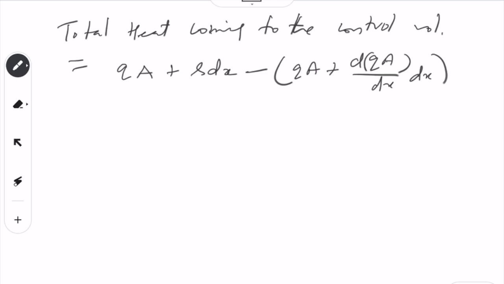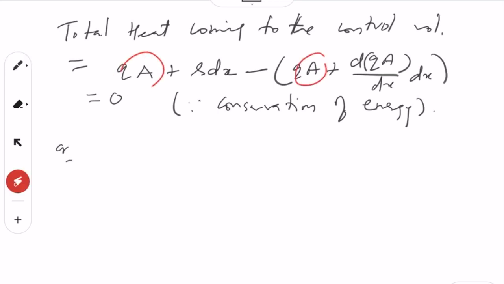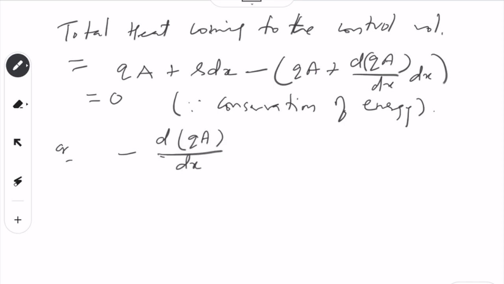And total heat coming to the control volume should be 0, since energy is conserved, so conservation of energy. What do we get? If this is cancelled by this one, then we have simply this and this, yeah. So, we have minus d(QA) over dx plus S equal to 0. Okay. We can expand further.